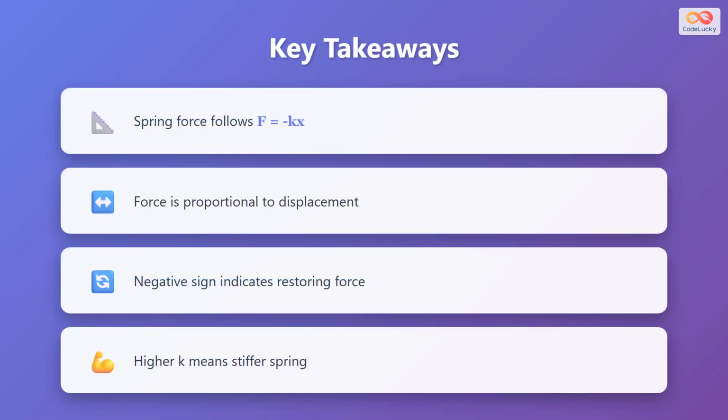Let's recap the essential concepts. Spring force follows Hooke's law, F equals negative kx. The force is directly proportional to displacement, creating a linear relationship. The negative sign indicates a restoring force that always acts opposite to the displacement. And finally, a higher spring constant k means a stiffer spring that requires more force to stretch or compress. Understanding these principles is fundamental to mechanics, and will help you analyze systems involving elastic forces.